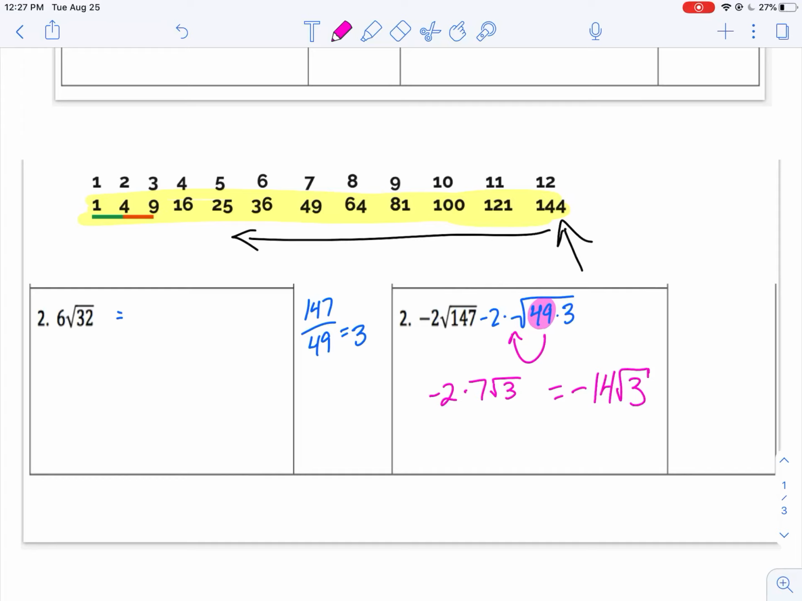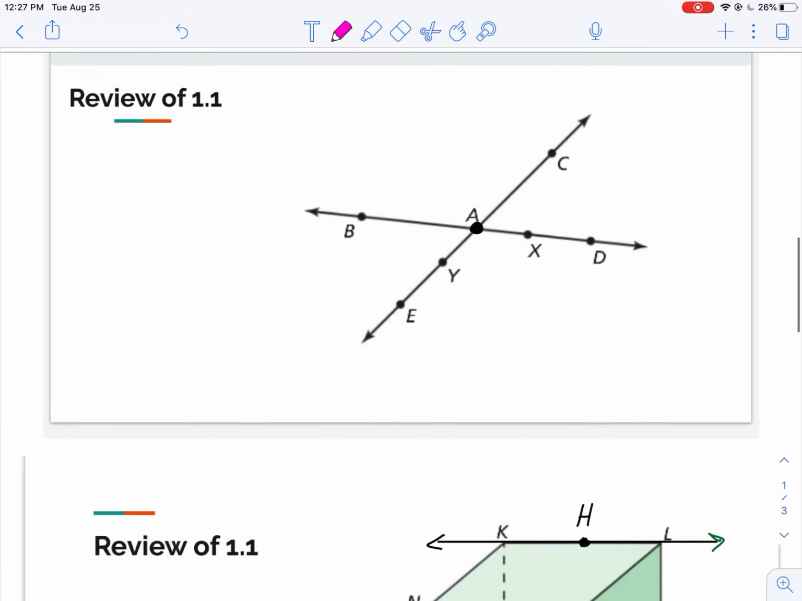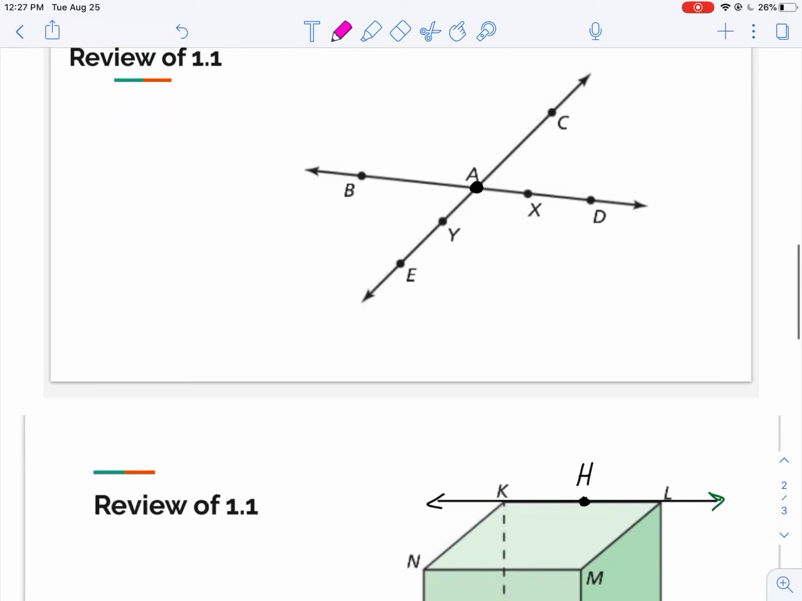We have a quiz on Monday. It's going to have a couple review problems from 1-1. It'll be pretty heavy on our segment addition postulate 1-2. And then 1-3 is our distance formula. That's what we're doing next. That's what we've been preparing for these last couple days.